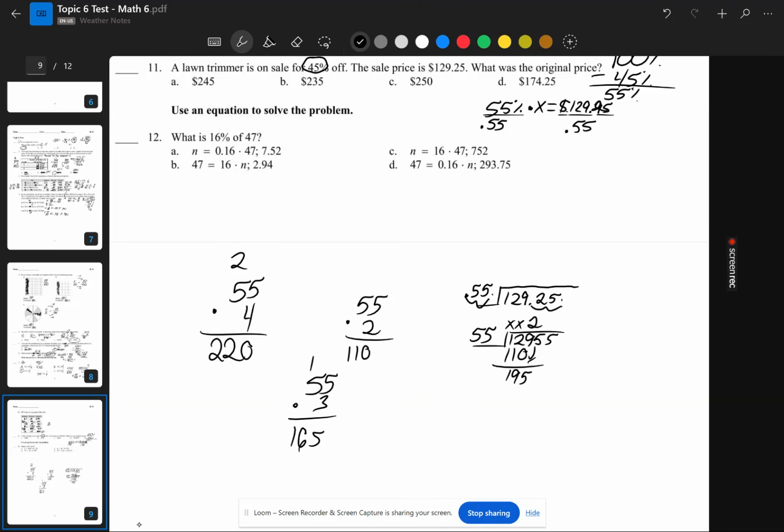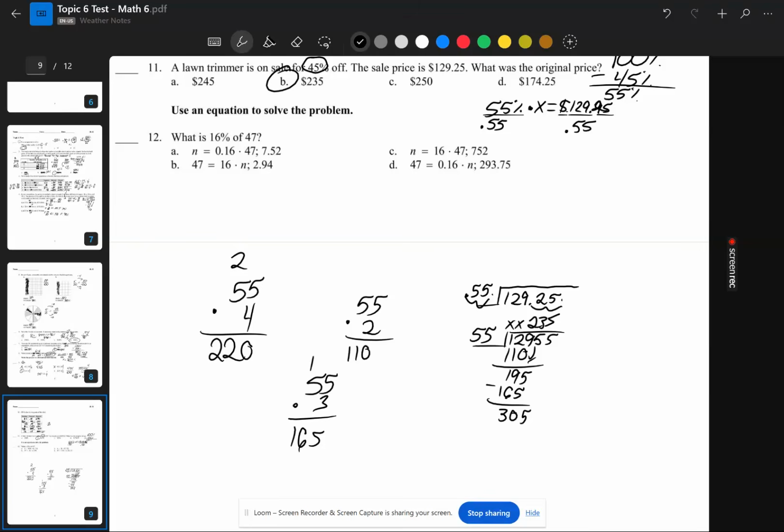So that's 3 minus 165 is going to get me 30. I bring down my 5. And then as close as I can get to this is 235. So my original sale price is going to be $235.